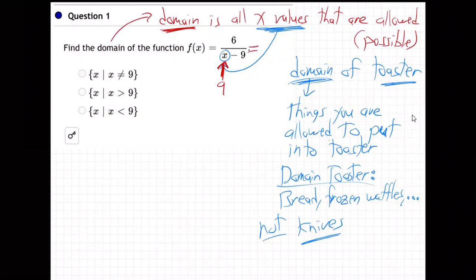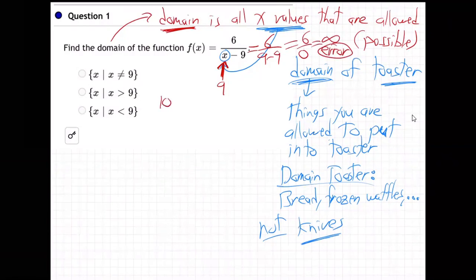Yes, it would, because that would be 6 over 9 minus 9, which is 6 over 0. And I don't know if you know, you can try it on your calculator. 6 over 0 is actually infinity, really. Your calculator will tell you error. You can't divide by 0. Why not? Because 0 in the bottom of a fraction is actually infinity. Let me prove that to you.